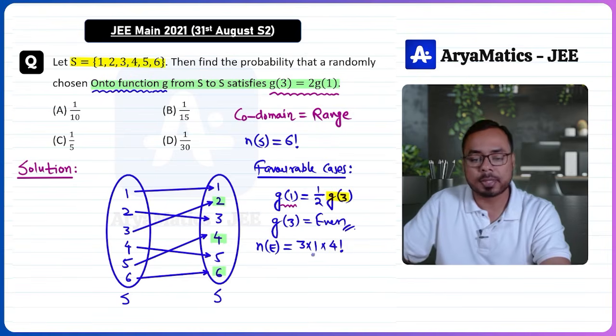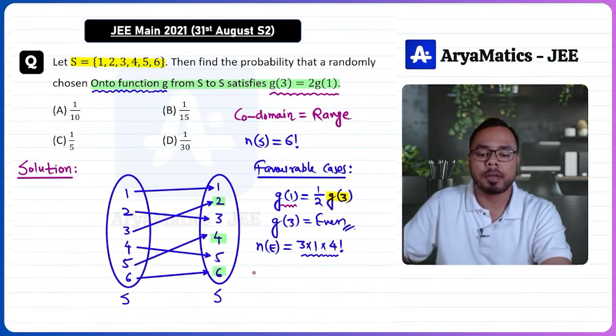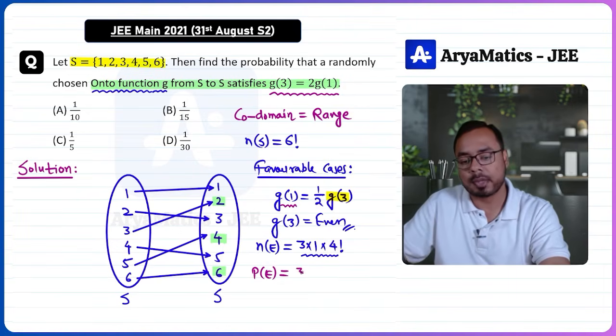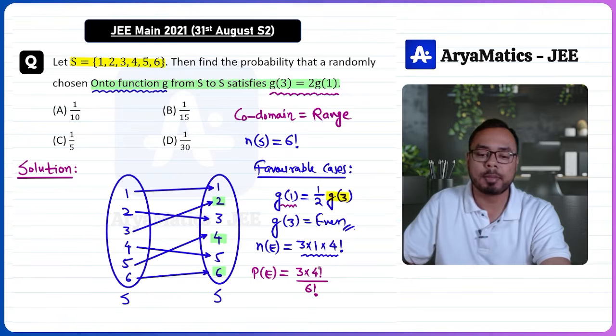So the number of onto functions satisfying this condition will be 3 into 4 factorial. Now the question is, what is the probability that a randomly selected function will satisfy this condition? So these are the number of favorable cases, 3 into 4 factorial, and the total number of onto functions is 6 factorial. So probability will be 3 into 4 factorial by 6 factorial.